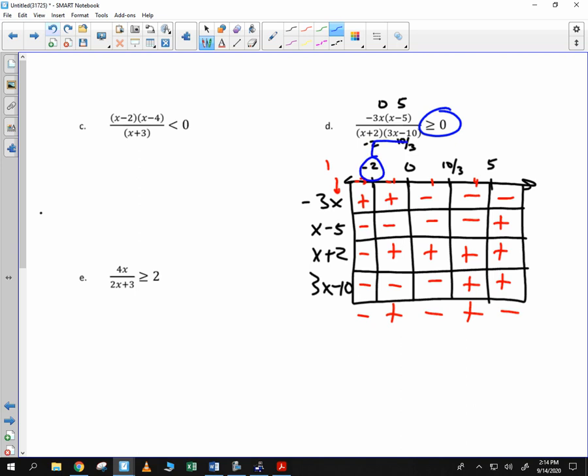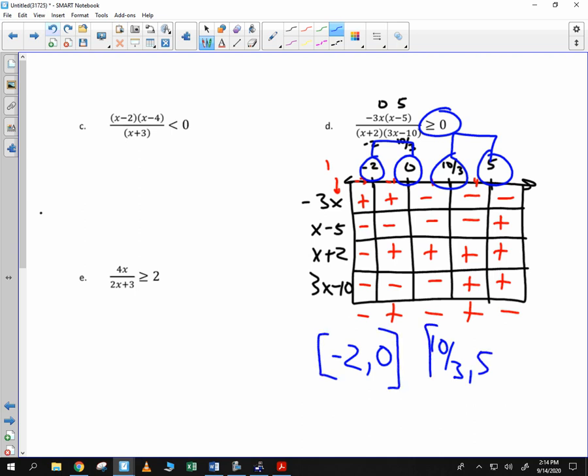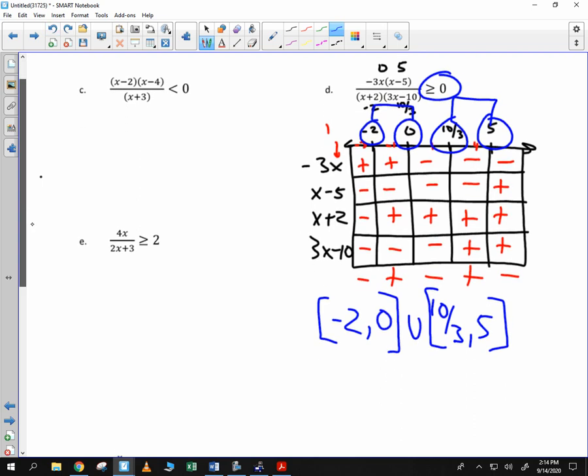And so right now you're saying, well, we're going to go there, and we're going to go there. And so you have -2 to 0, and you have 10/3 to 5. And right now, because you see the equal sign, you want to put brackets around it. And that's where, unfortunately, we are not correct.